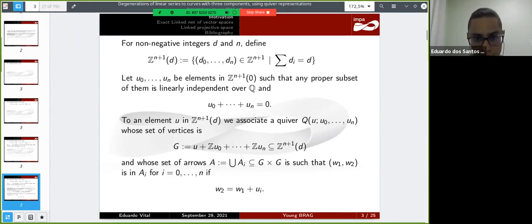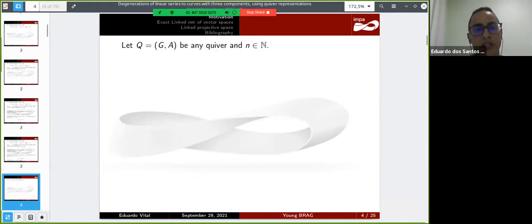And whose set of arrows A decomposes as a union of A_i inside G times G, such that an arrow from W1 to W2 is in A_i, for i from 0 to n, if W2, the end of the arrow, is equal to W1 plus u_i. Then this quiver Q is a Z^n quiver. But more generally, a Z^n quiver will be defined now.